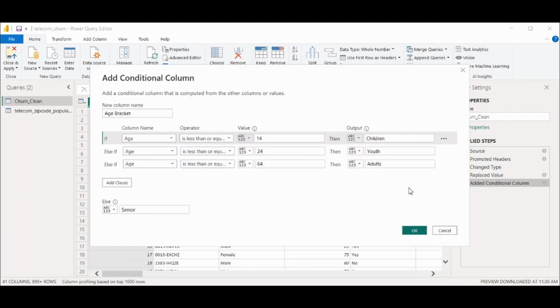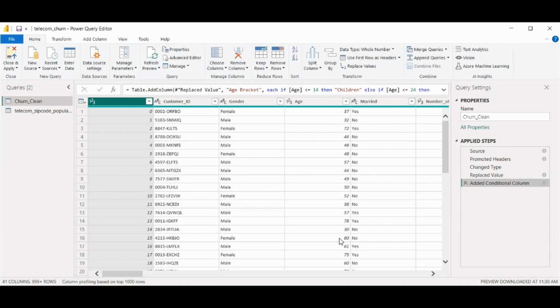So I will tell again. I made an age bracket. I made a logic where if age is less than or equal to 14, we print children. Otherwise, it moves downward and queries another logic. If age is less than or equal to 24, it prints youth, and vice versa, and at the end we print senior. So this is basically the logic behind that.